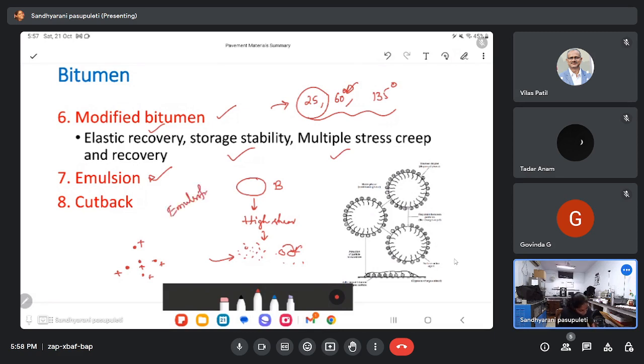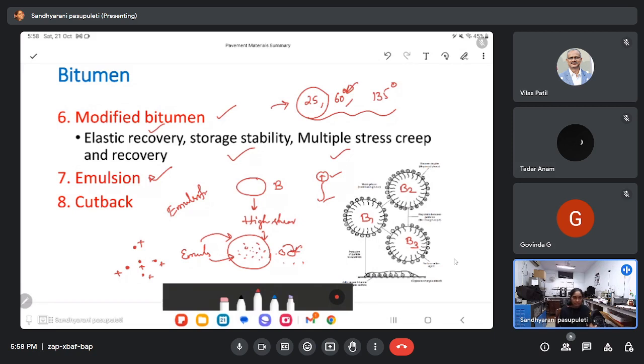If you could see here, the emulsifier looks like this. It has a head and tail. Immediately when the bitumen is broken into small pieces by the high shear blending, we add the emulsifier. The emulsifier comes and coats the surface of the small bitumen particles. So this is one bitumen particle, this is another, and this is another. Now you see all the bitumen surfaces are coated with the emulsifier. Once they are coated, all the bitumen particles will repel each other.